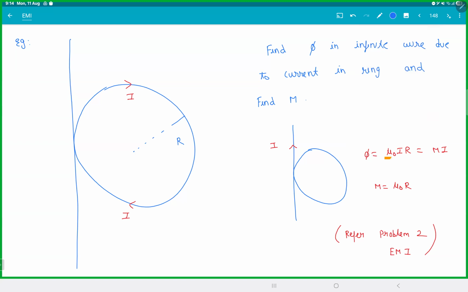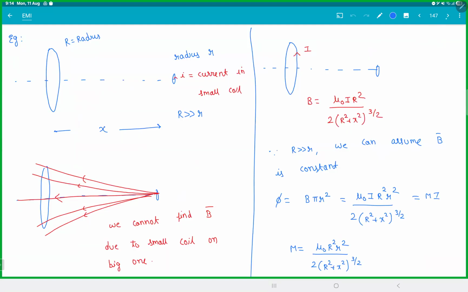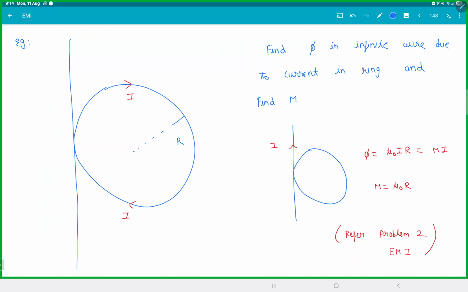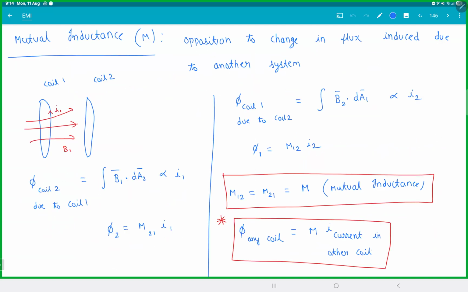You can take that square loop also. Square loop and that wire if you remember. You can play with that also. That is another standard model. So this is one standard model, ring and ring. Second standard model is infinite wire and a square loop. The third one, let's do that as a question.